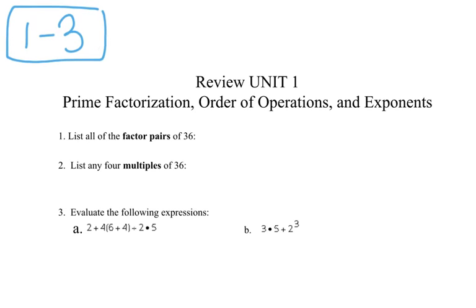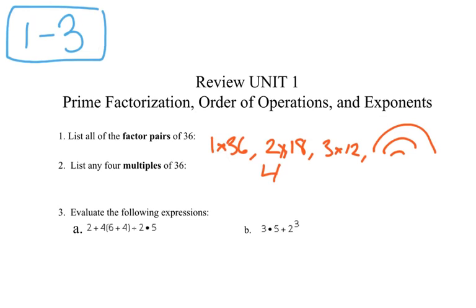Alright, questions 1 through 3, reviewing Unit 1. Factor pairs come from that factor rainbow, or just thinking what times what would equal 36. So our factor pairs are 1 and 36, 2 and 18, 3 and 12, 4 and 9, and 6 and 6. Factor pairs are limited. There's only a certain number, so once you've got them all, you're done.